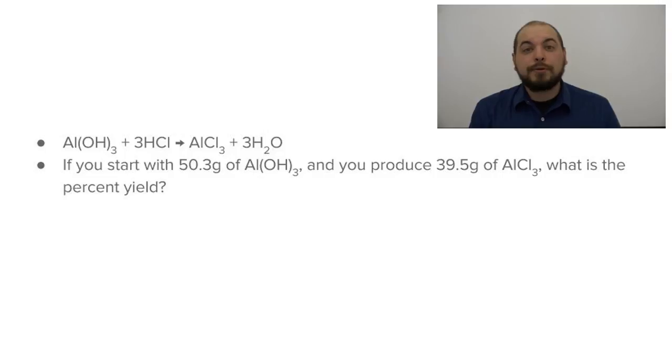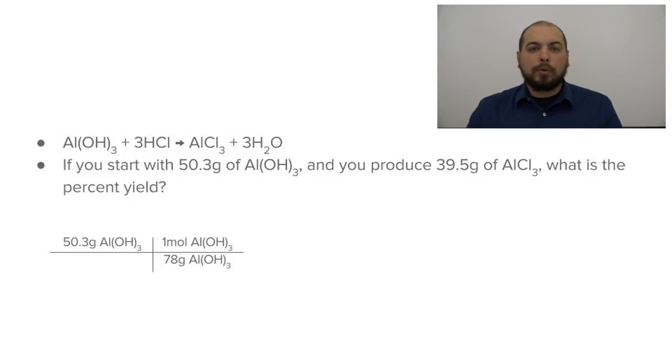Okay, so now you've had a few seconds to solve. Let's go through it together and make sure you got the right answer. So we start with 50.3 grams of our aluminum hydroxide. We're then going to divide by the molar mass of aluminum hydroxide, which is 78 grams per mole, followed by our mole ratio, multiplying by our mole ratio of aluminum chloride to aluminum hydroxide. This is 1:1 based on our balanced chemical reaction.